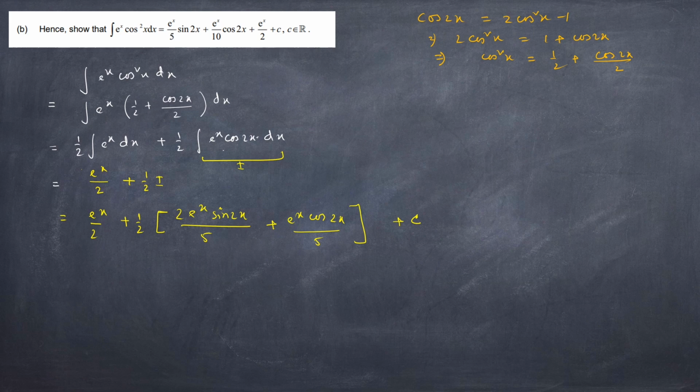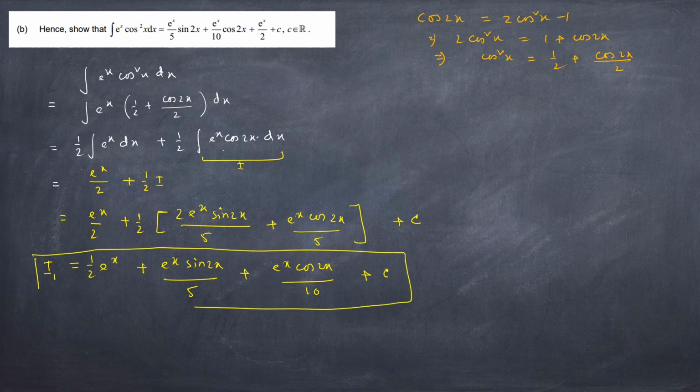Again we are adding the integration constant at the end, so we are getting half e to the power x plus e to the power x sin 2x divided by 5 plus e to the power x cos 2x divided by 10 plus c. So this is the value of this particular integration. Say we are calling this I1. So this is the value that we have got.